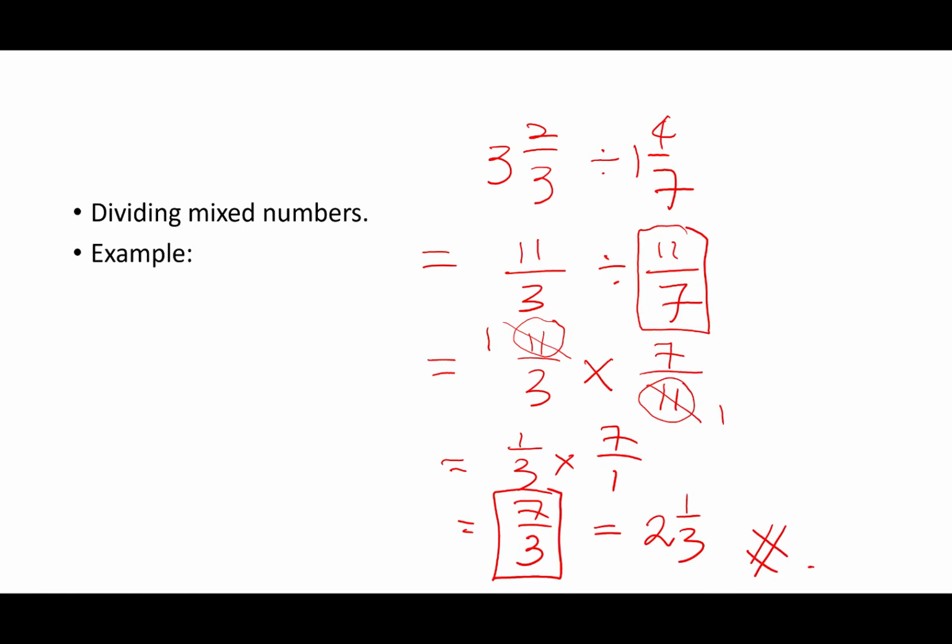So multiplication and division of mixed numbers is quite straightforward. The key step to remember is to change the mixed numbers into improper fractions, and then you follow the same steps as the usual multiplication and division of fractions.